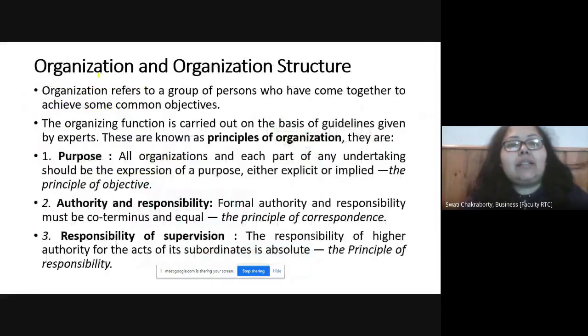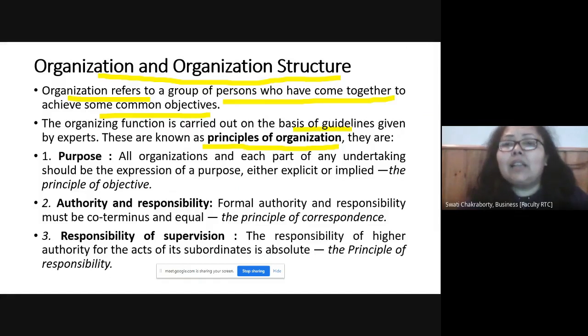Okay, the next topic that we have is organization and organization structure. So what do we mean by organization? It implies a group of people who come together for achieving some common objectives. That's what organization is. Now there are certain principles of organization. These are the basic guidelines which every organization has to follow.